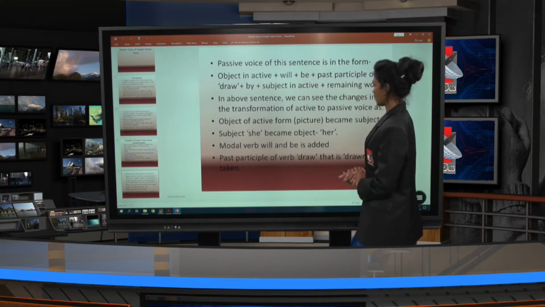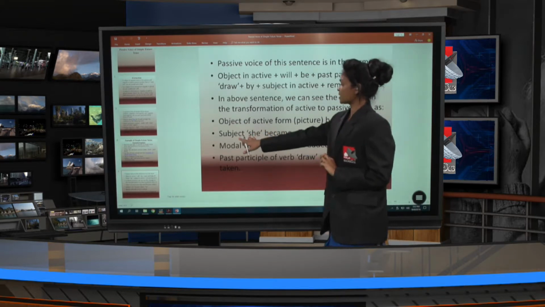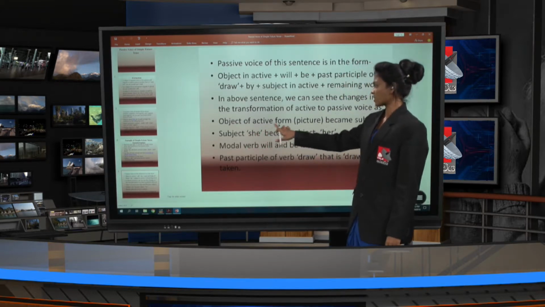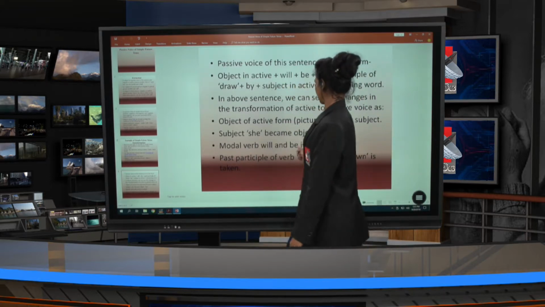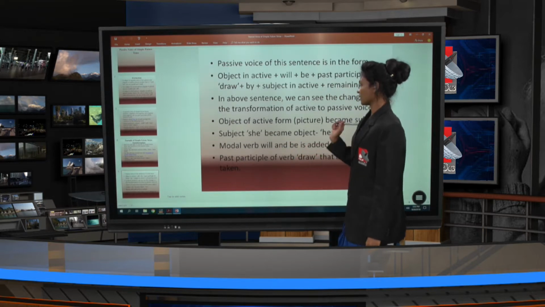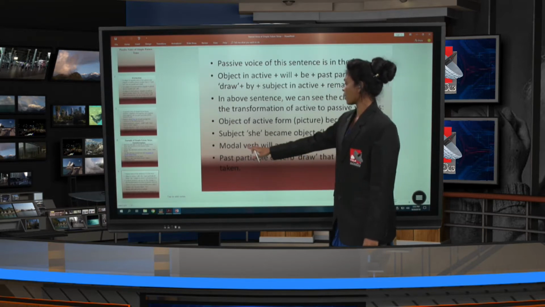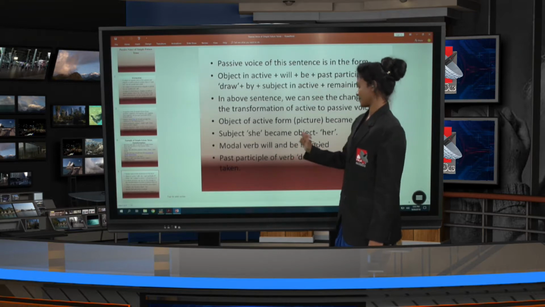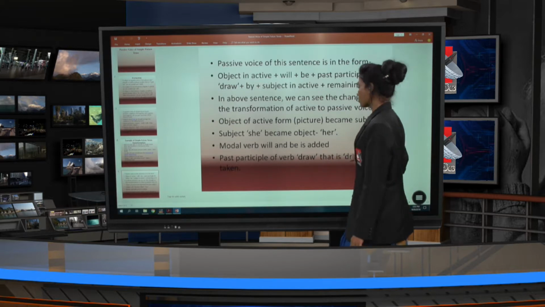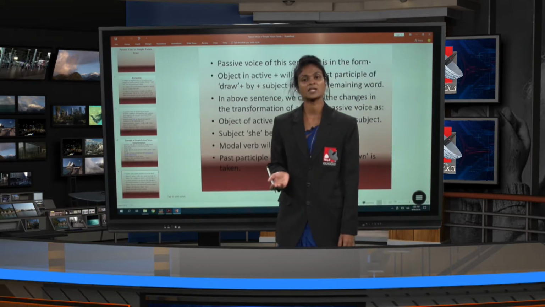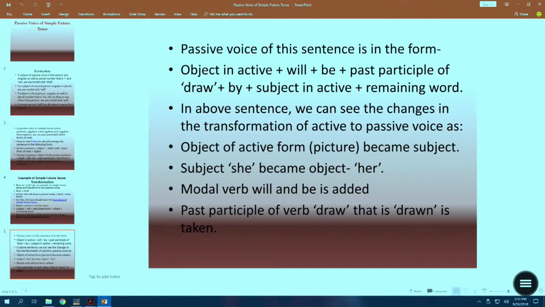Then here what I have to mention to you is the subject she in active voice becomes her as the object. Then modal verbs will and be is added. Past participle of verb draw, that is drawn, is taken. These are the small changes which you can see when you are transforming an active sentence into passive.